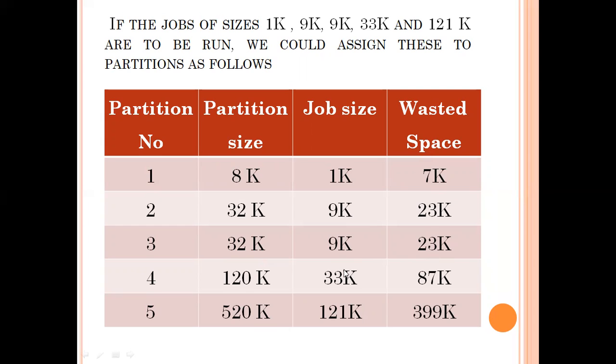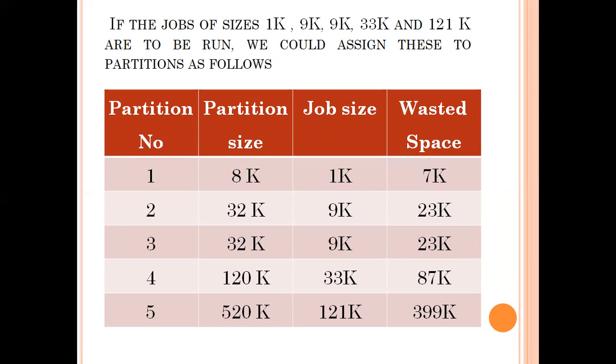For the fourth job, whose size is 33K, you can allocate a partition of size 120K. The remaining 87K is wasted. And for the last job of size 121K, you allocate a partition of size 520K. There 121K is used and the remaining 399K is wasted.